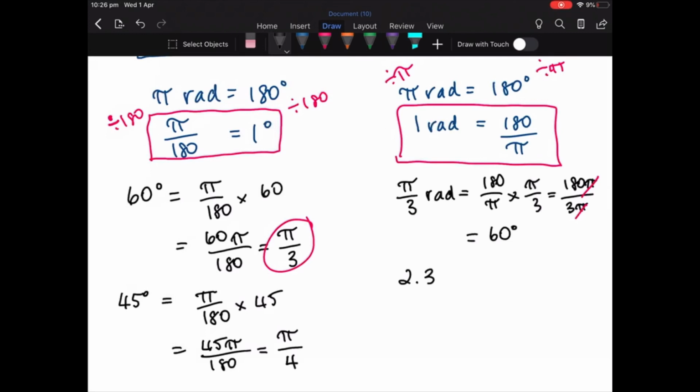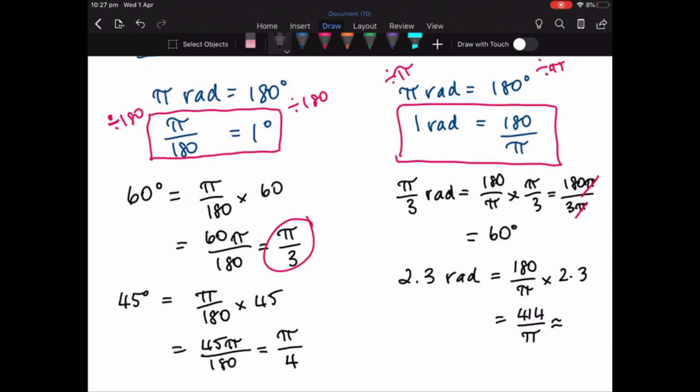Let's do another one. Let's do 2.3 radians. How many degrees is that? Again, 1 radian is 180 over pi, so 2.3 radians would be 180 over pi times 2.3. Now, 2.3 times 180 gives us 414 over pi. Type that into your calculator and you get 131.78, which is approximately 132 degrees.